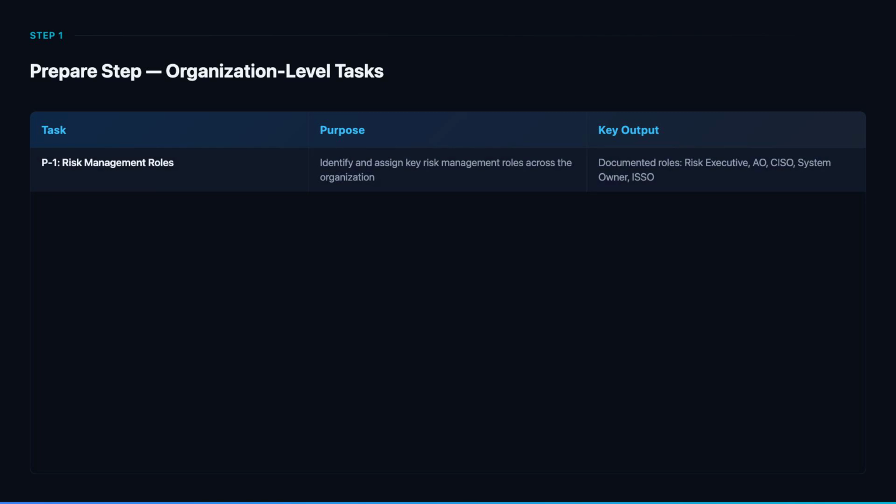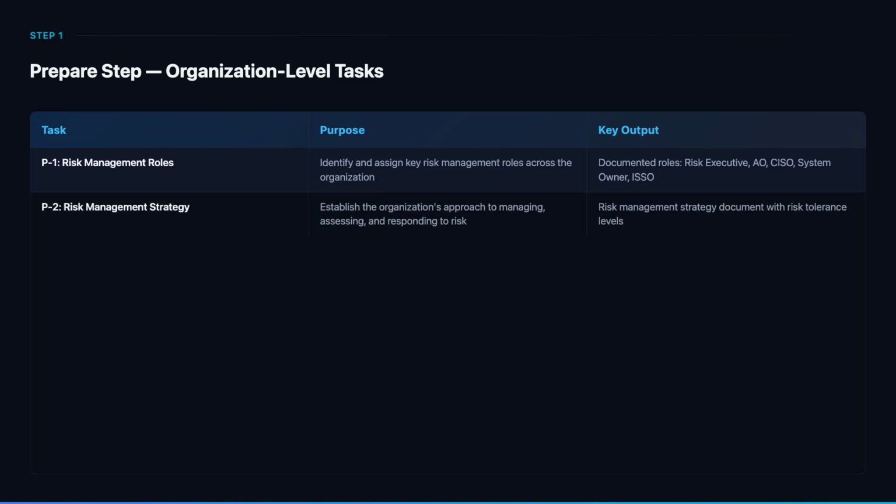Task P1 identifies and assigns risk management roles. You define who serves as the risk executive, authorizing official, Chief Information Security Officer, System Owner, and Information System Security Officer. At CyberSec Solutions, the course shows how a mid-sized cybersecurity firm structures these roles and assigns clear responsibilities.